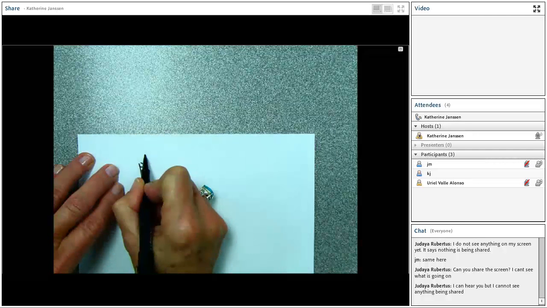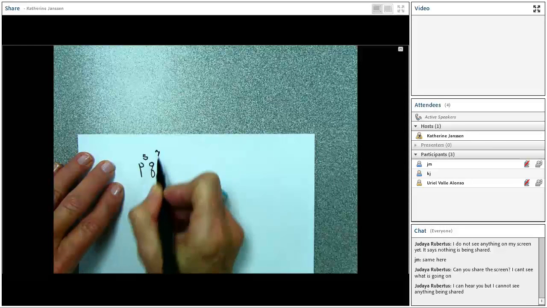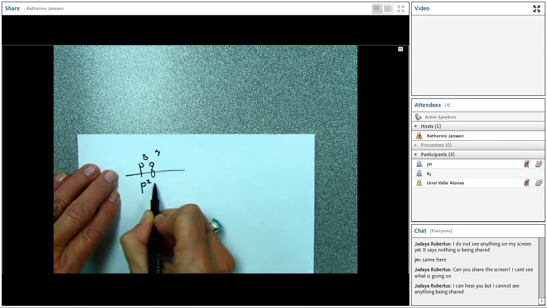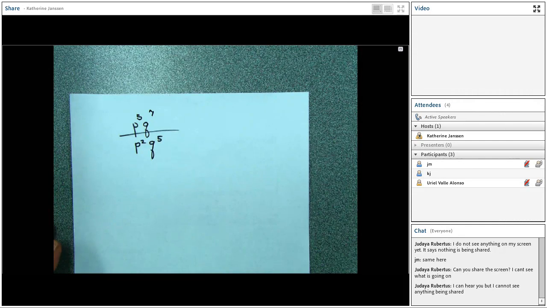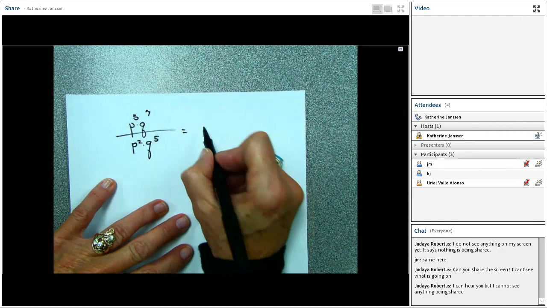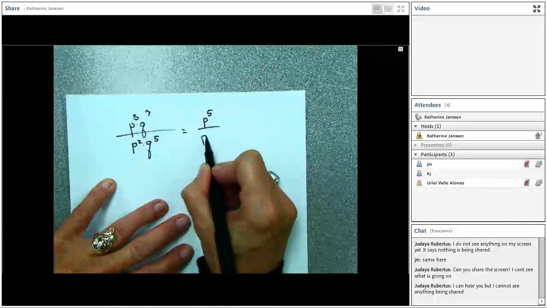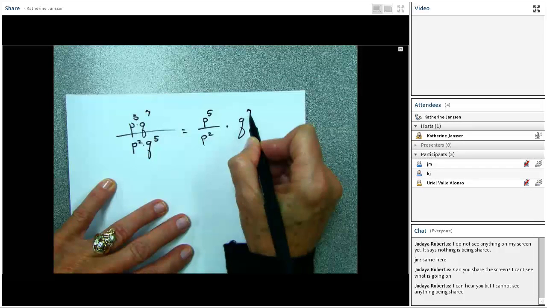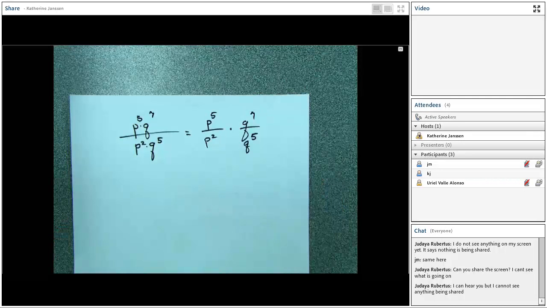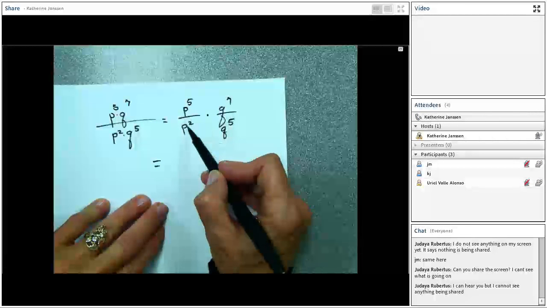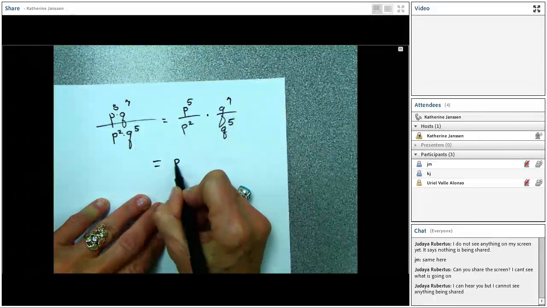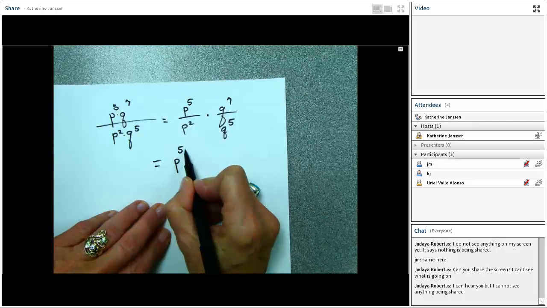And every once in a while, your author changes things up. So we use our A's and B's and P's and Q's. Well, this is multiplication, so I have P to the 5th over P squared times Q to the 7th over Q to the 5th. Division, I see the same base in the numerator and the denominator, so I'm going to keep the base and subtract from the numerator's exponent the denominator's exponent.